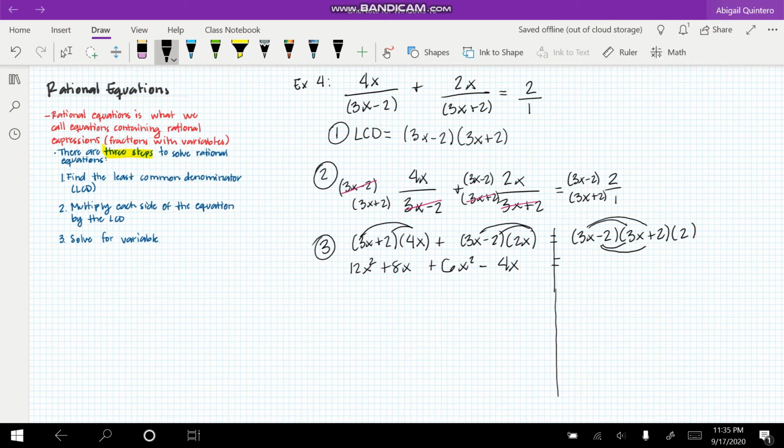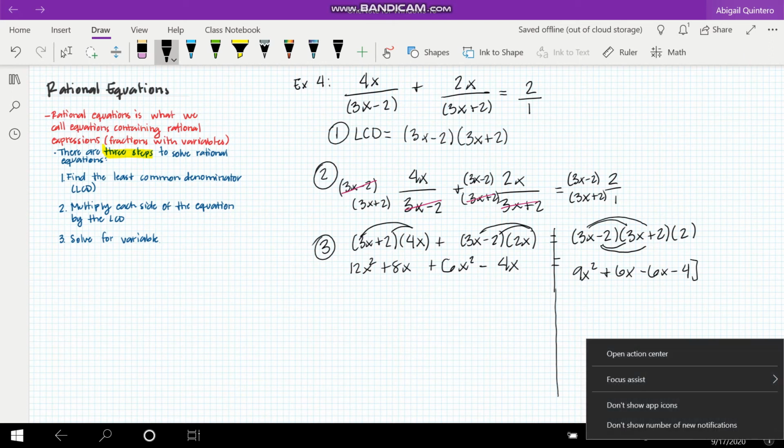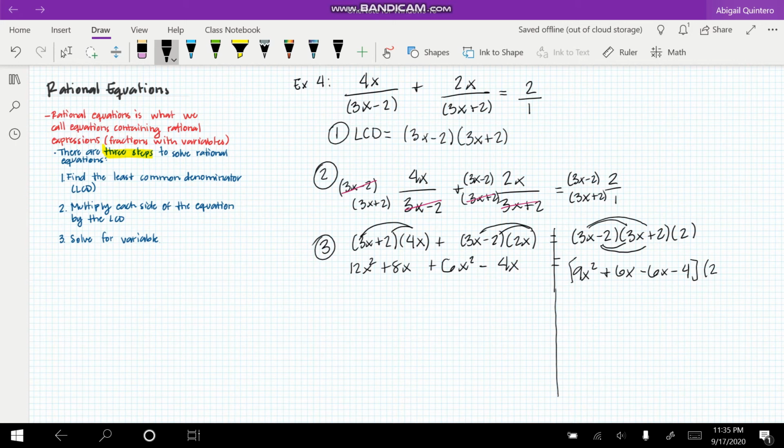So we're going to have 9x squared plus 6x and plus 6x, and then minus 6x and minus 4. And then all of that is being multiplied by 2.